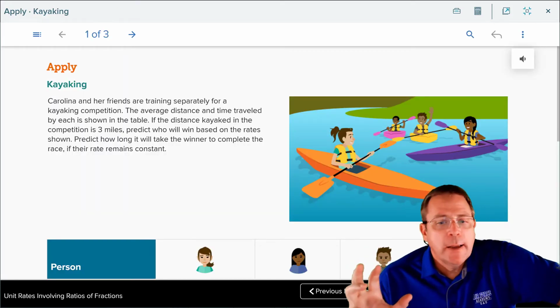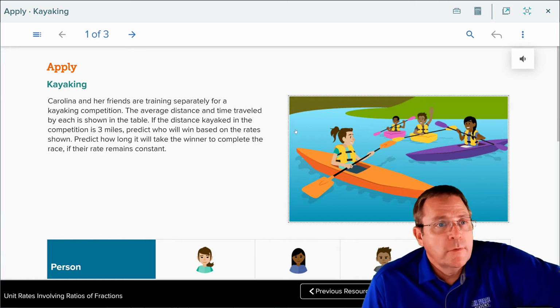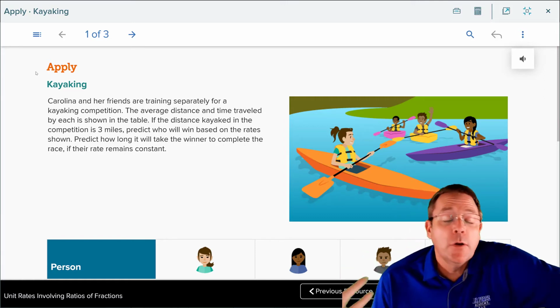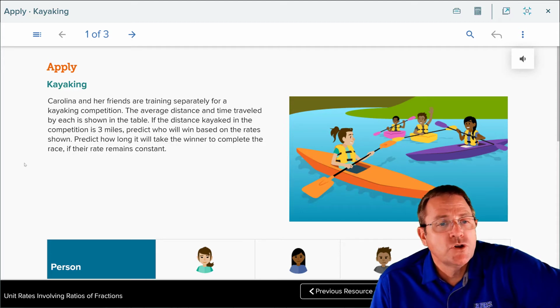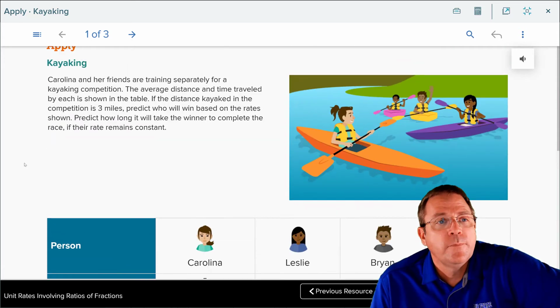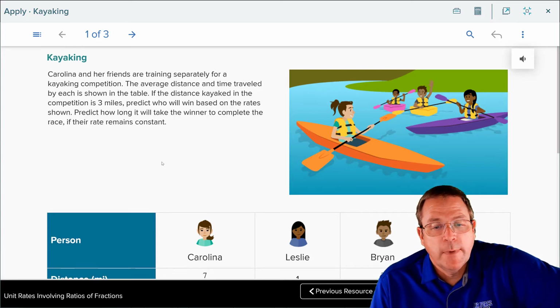Now on the applies, you've got a lot going on here. You can see it says apply on the top, and when you see apply, you know we're getting close to the finish, but you also know you're fixing to do a whole lot of work. So, first off, Carolina and her friends are training separately for a kayaking competition. The average distance and time traveled is shown in the table. See, there's a table. If the distance kayaked in the competition is 3 miles, predict who will win based on the rate shown. Predict how long it will take the winner to complete the race if the rate remains constant.